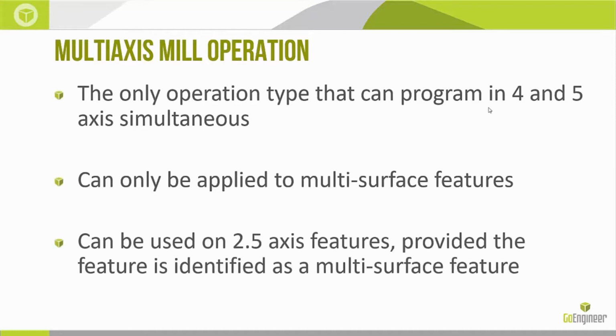And we can use it on the simpler features, and I've seen that done. Rather than having all these different features identified and just having a huge feature list that you have to program everything over, you can actually use the multi-surface feature to identify the simpler 2.5 axis features, so you can get continuous tool paths. You're not lifting the tool up to clearance and switching tools or switching parameters between different features. Now you can identify them all as one feature and use a multi-axis mill operation on them, provided they're identified as a multi-surface feature.